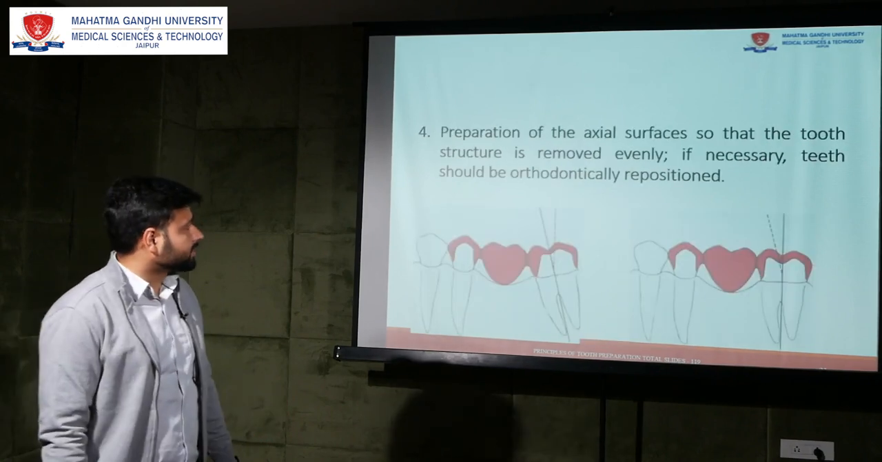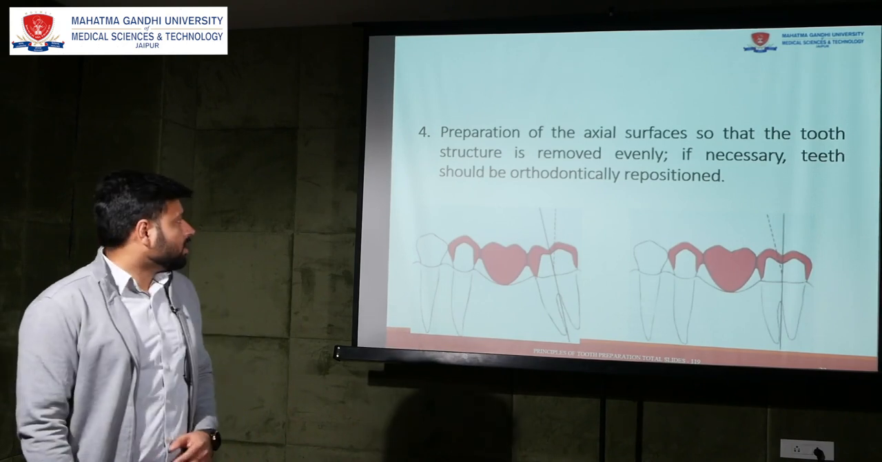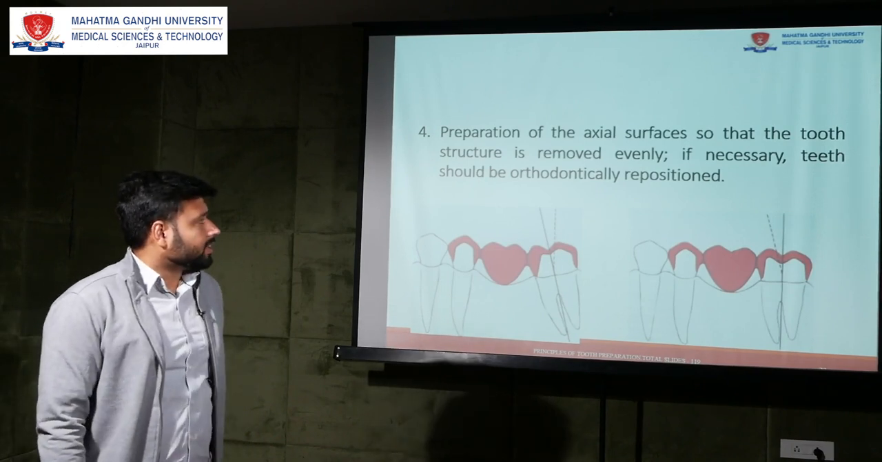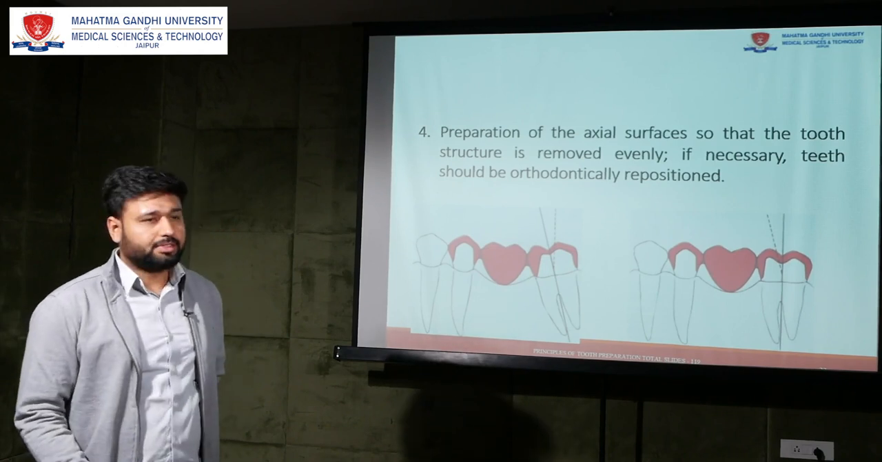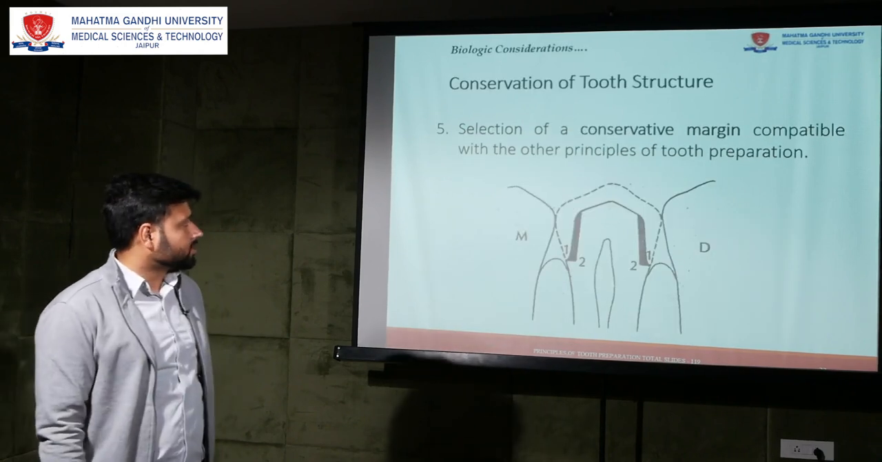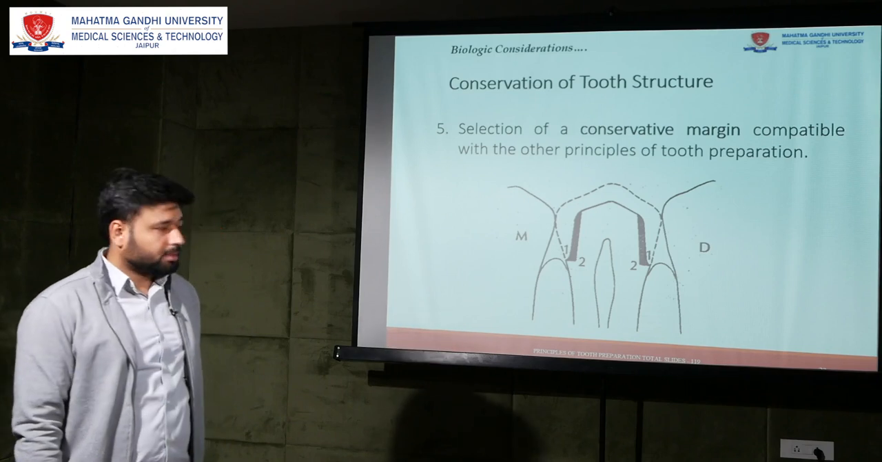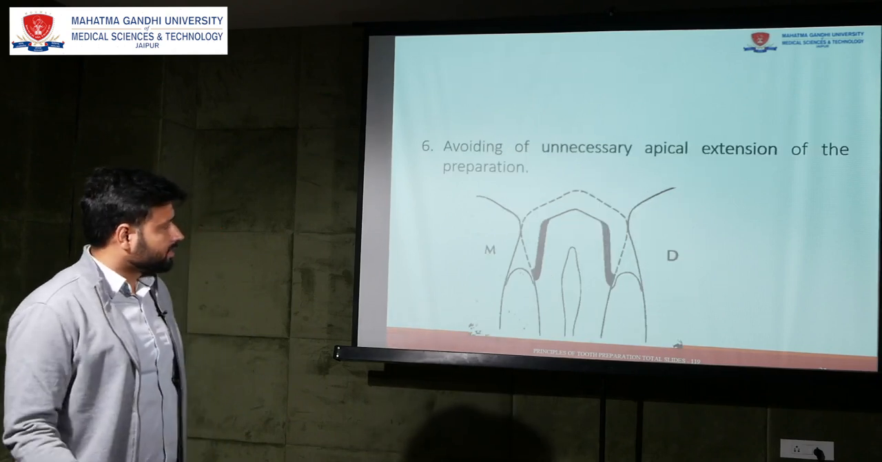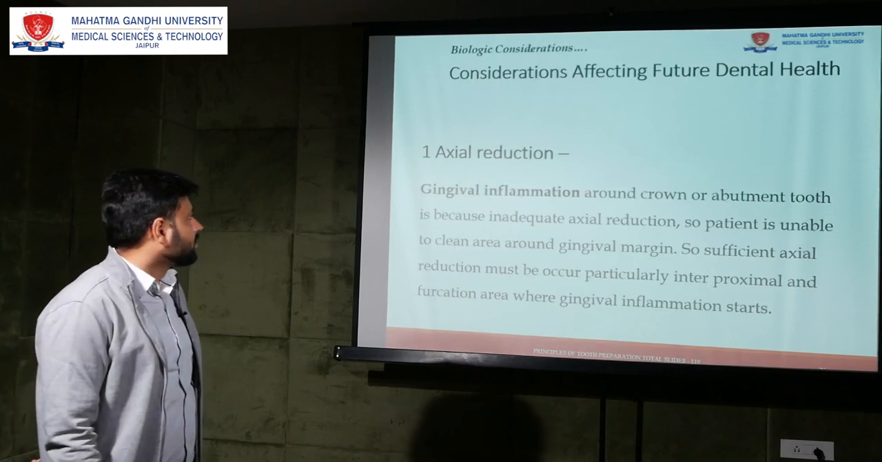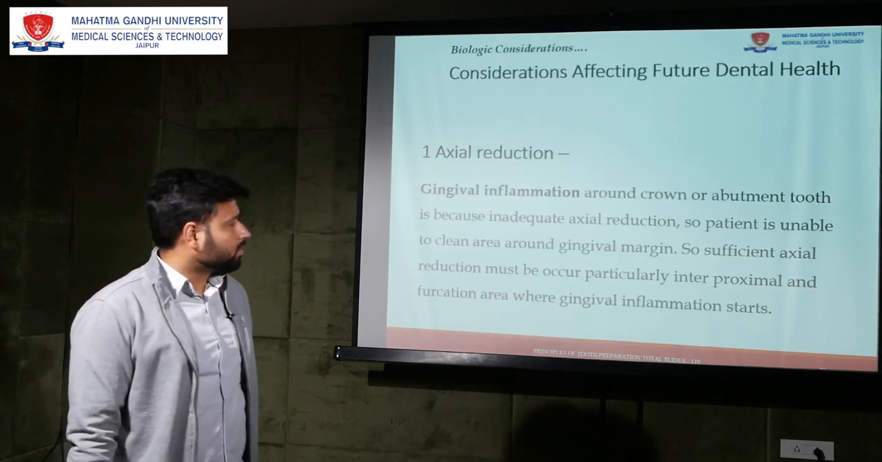Then the preparation of the axial surfaces so that the tooth structure is removed evenly. If necessary, we can reposition the teeth with orthodontic treatment. Then selection of a conservative margin compatible with the other principles of tooth preparation, so avoiding unnecessary apical extension of the preparation. So first and foremost is the axial reduction.